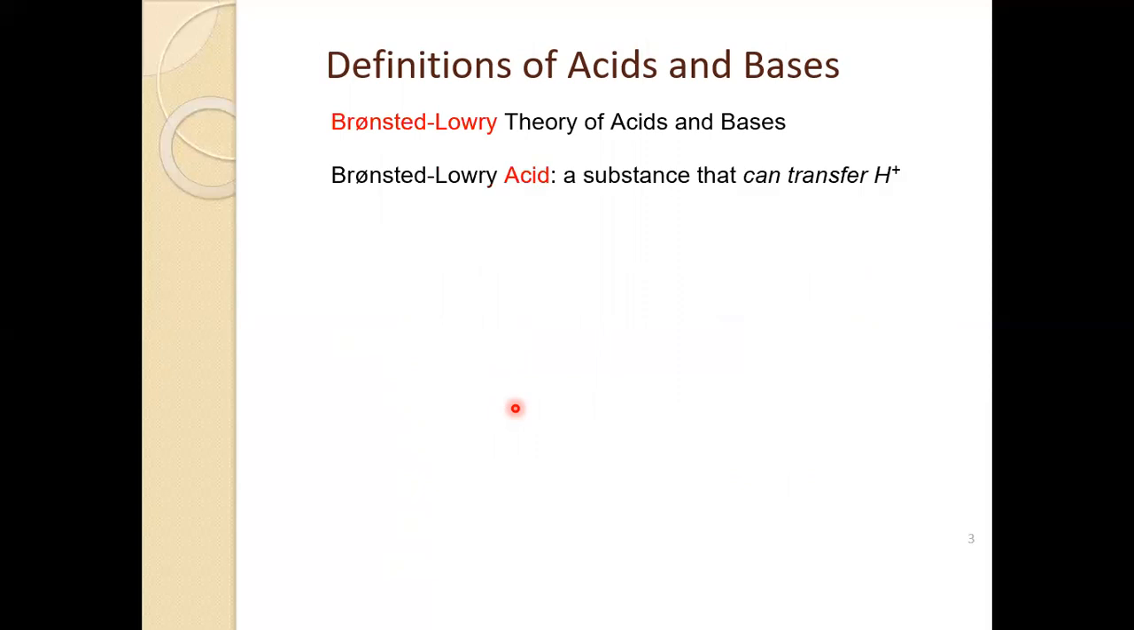And the idea is that with Bronsted-Lowry acids, we can identify a Bronsted-Lowry acid because it's a substance that can transfer and does transfer a hydrogen ion, so an H+. So this is a hydrogen atom, which is one proton and one electron, after it's lost an electron, because it's a positive one charge. So this is literally just a bare proton.